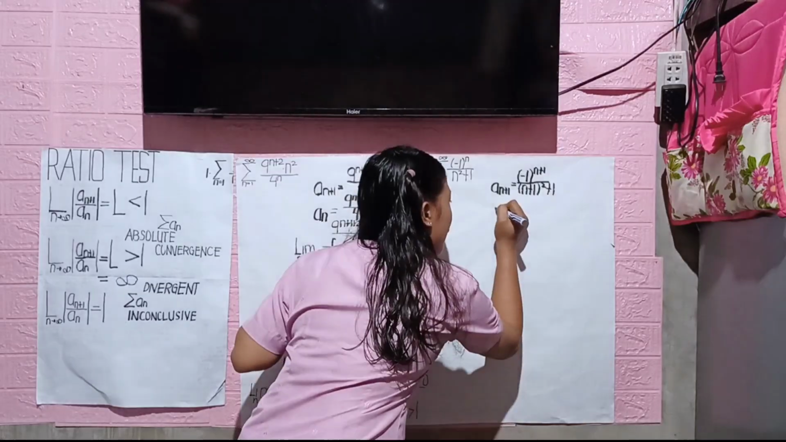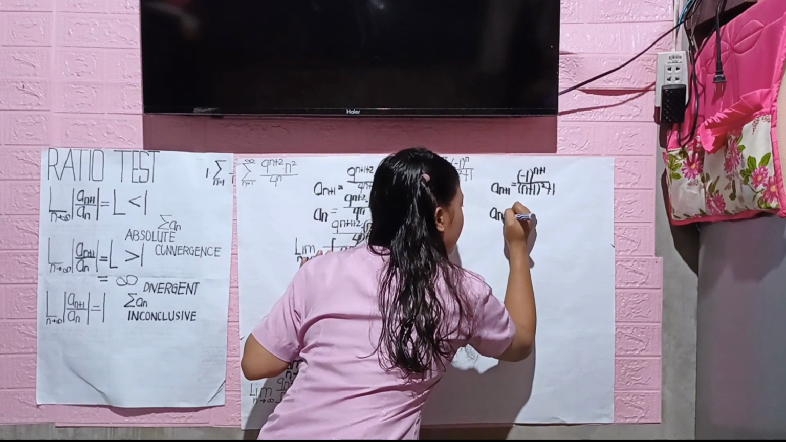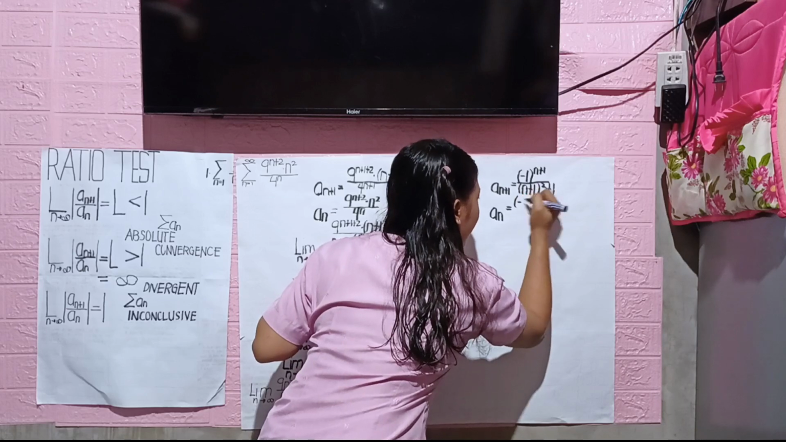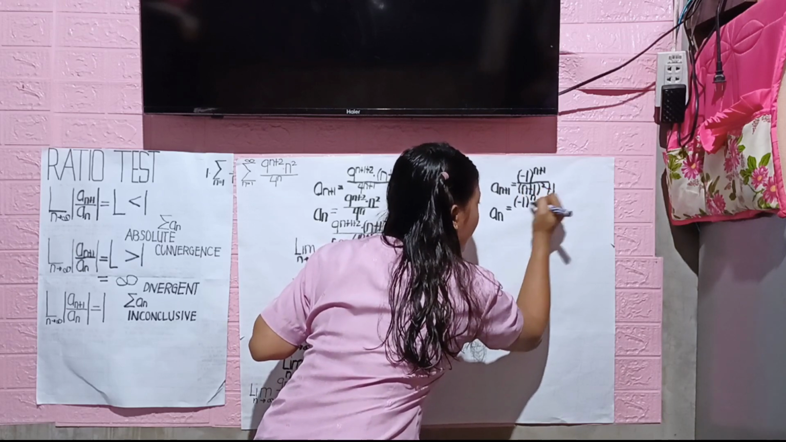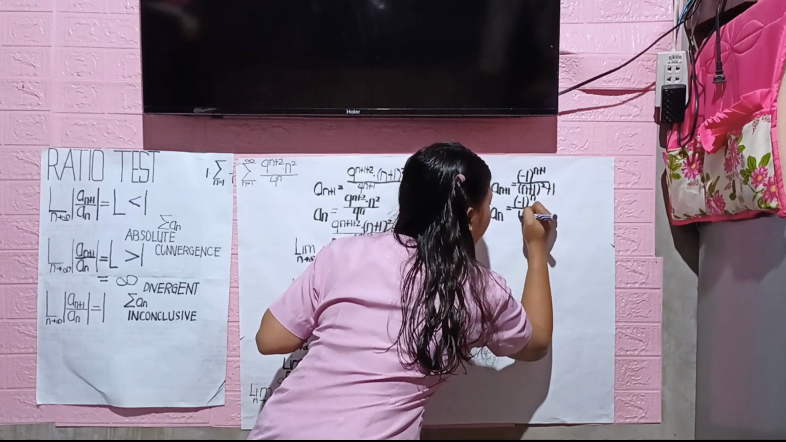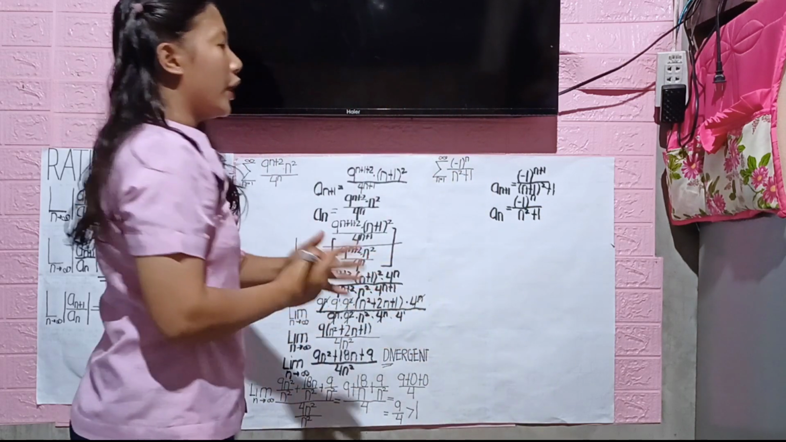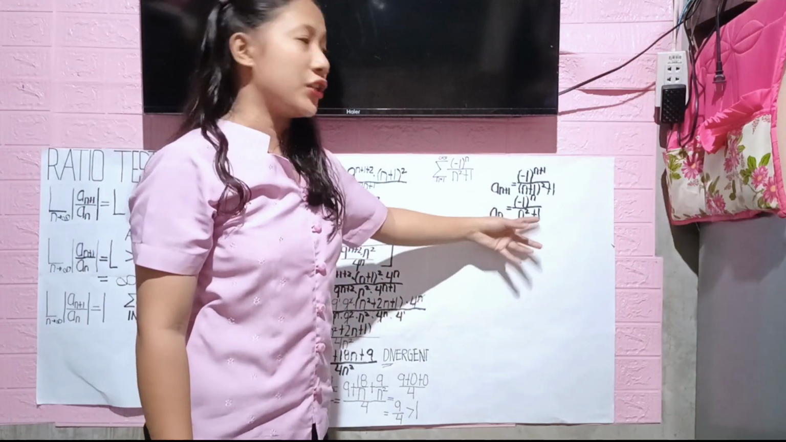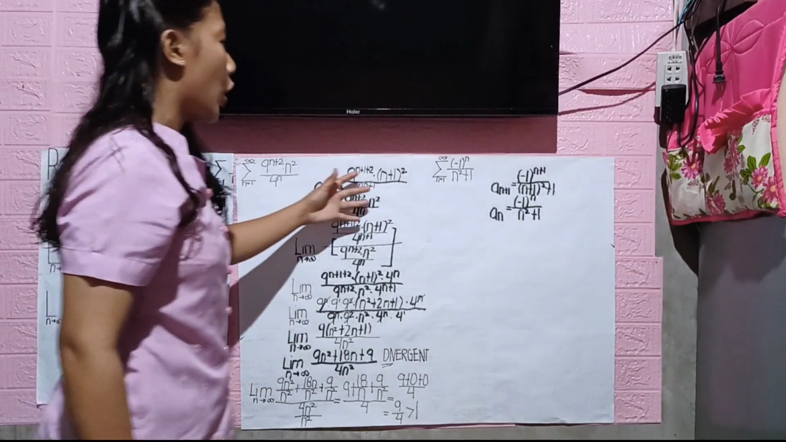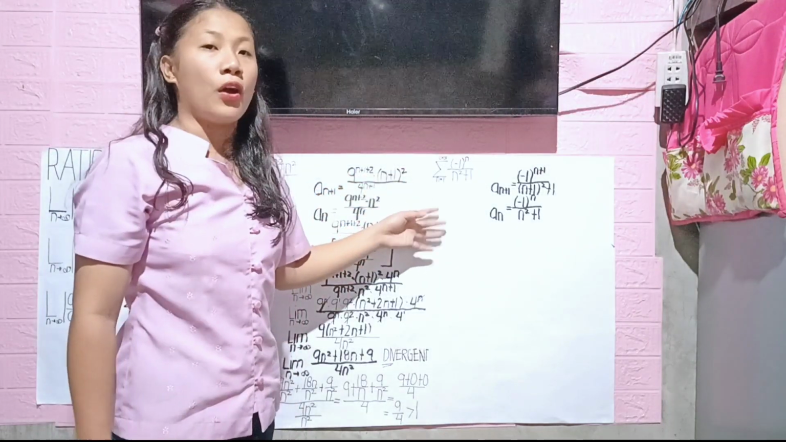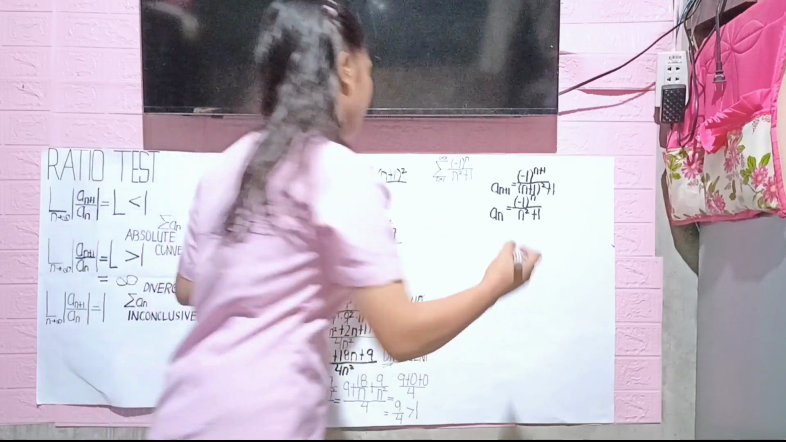So, next, a sub n. Negative 1 raised to n over n squared plus 1. However, in our a sub n, it is the original. So, now, we are going to take the limit of n goes to infinity.